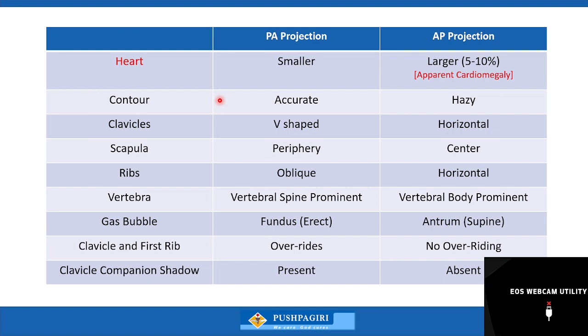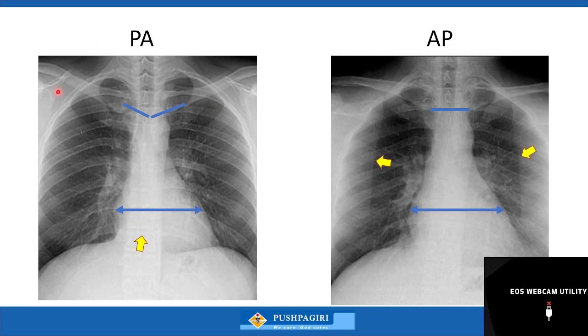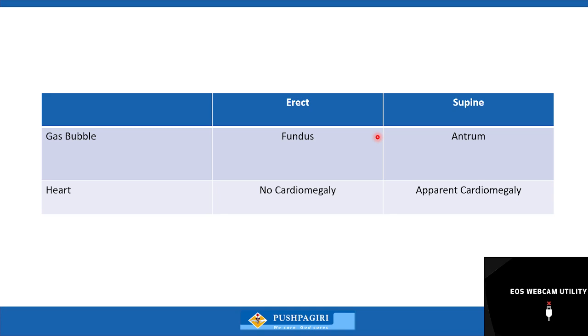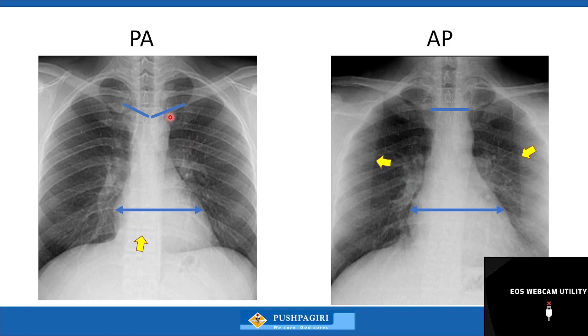Then in a PA projection, we don't see the scapular border. The scapula will be outside the lung field, whereas in an AP projection, the scapula will be within the lung field. That is another difference. Then the ribs: in a PA they will be oblique, whereas in an AP the ribs will be almost horizontal. This is not that typical of horizontal, but in a typical AP, it will be very horizontal.